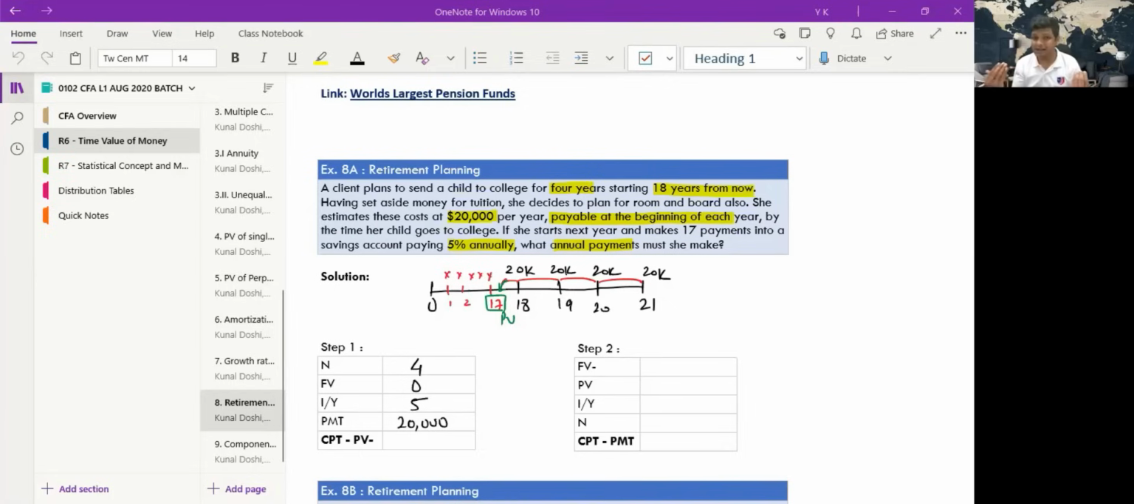Remember, in present value, if your calculator function is at the end of the period, you get a value 1 year back. So the present value of cash flows which start from next year, that is 18, 19, 20, and 21, that present value of all that will be at the point of 17th. Correct? So I'll get your PV 17. And what is going to be my amount?